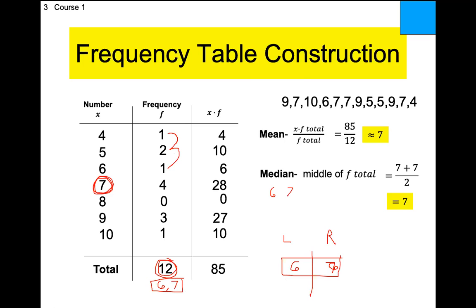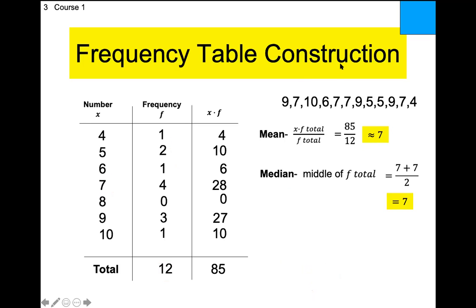So what are the 6th and the 7th number? They're 7s. And remember when we did the median, when you have two numbers in the middle, you add them together and divide by 2. So we had 7 plus 7 divided by 2. Medians are hard. Medians are hard for frequency tables. The rest of them are easy.